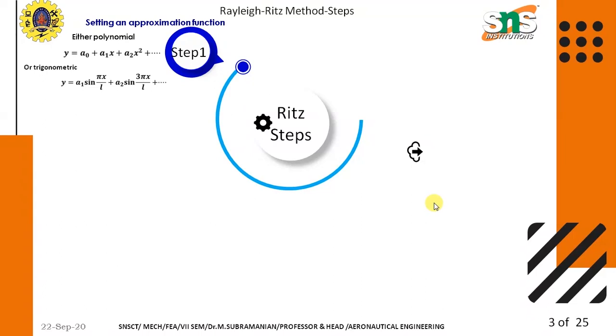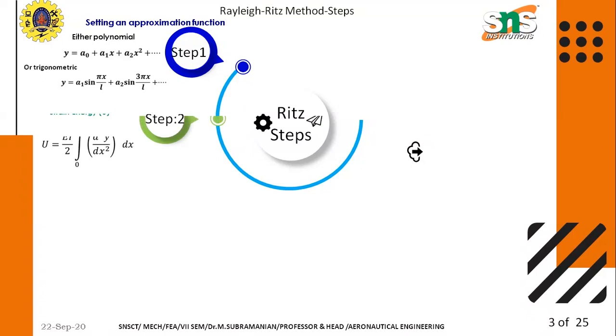The trigonometric function is y equal to a1 sin pi x divided by L plus a2 sin 3 pi x divided by L plus a3 sin 5 pi x divided by L. So from either polynomial or trigonometric, we have to set the trial function solution initially.